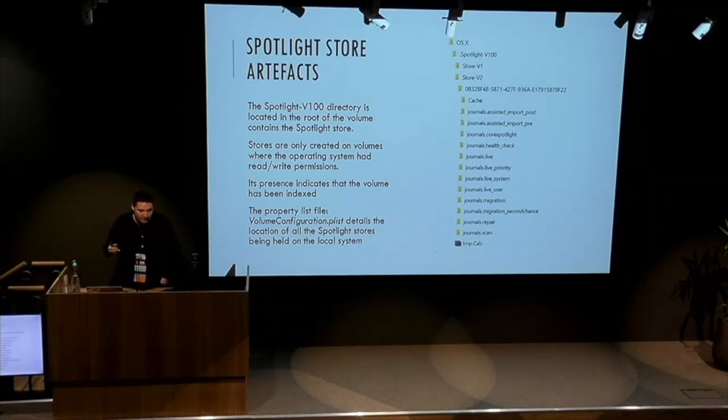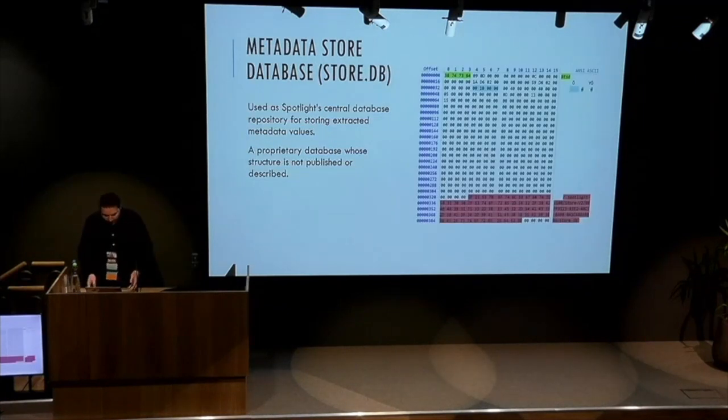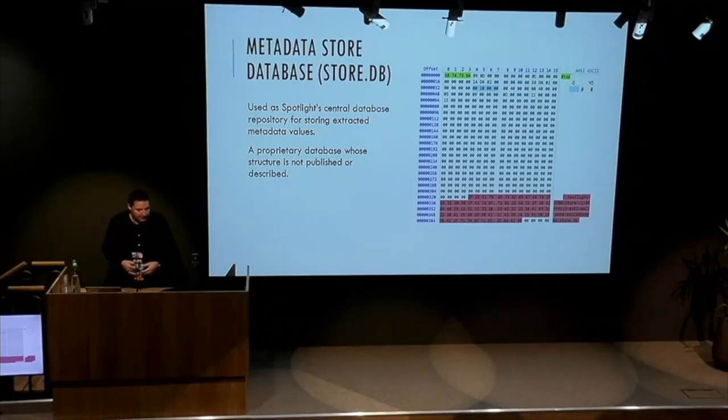There's a plist file on Mac which stores the location of all of the Spotlight stores that are being held on that local system. Okay, so this research is mainly focused on the metadata database. That's the thing that's interesting. That's obviously where all of the metadata is stored, all of the updates, all of the index content. So that is a proprietary database structure. Apple's documentation does not provide any indication as to how that's formatted. So as part of the research, we kind of reverse engineered how it worked.